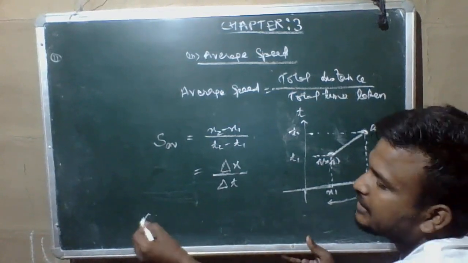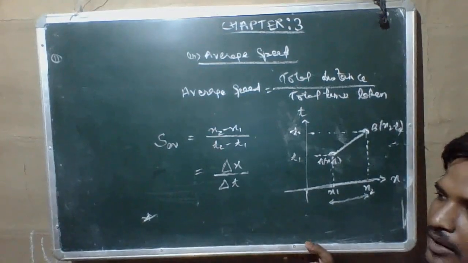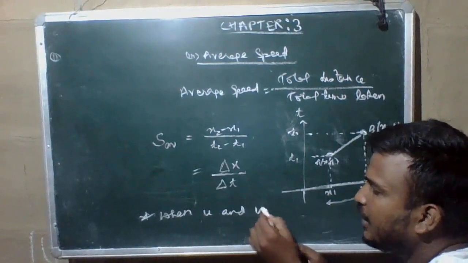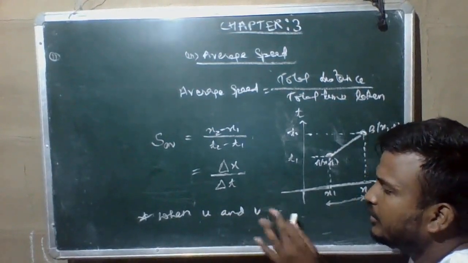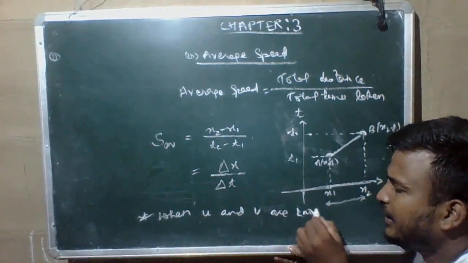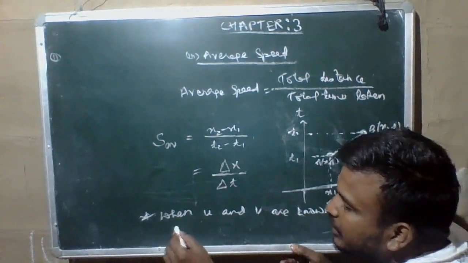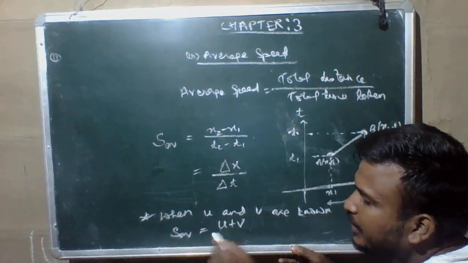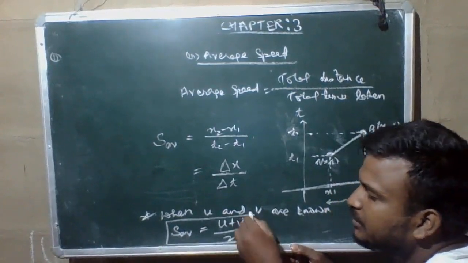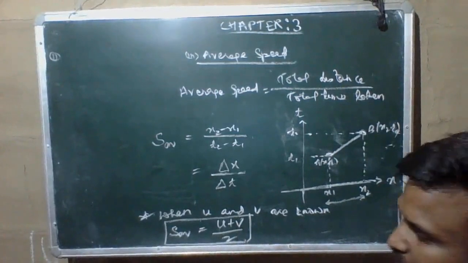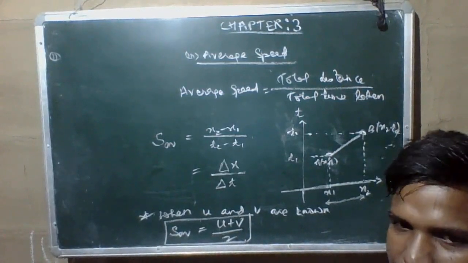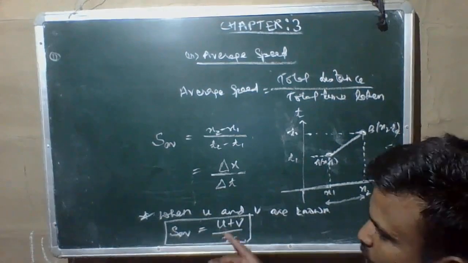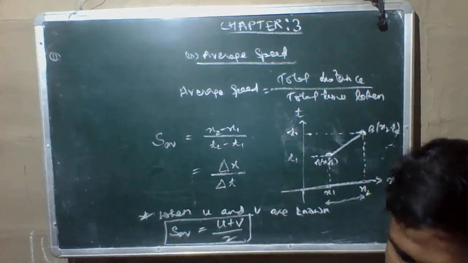Now one special case is there, when the initial velocity u and final velocity v are known, then in that case the average speed will be given by (u plus v) by 2. You should keep this in your mind. If the initial speed or final speed is given, then the average speed can be calculated by using the formula, very simple, (u plus v) divided by 2.